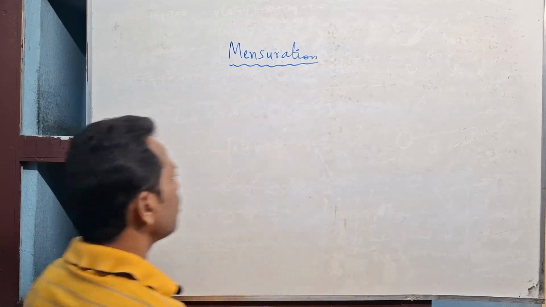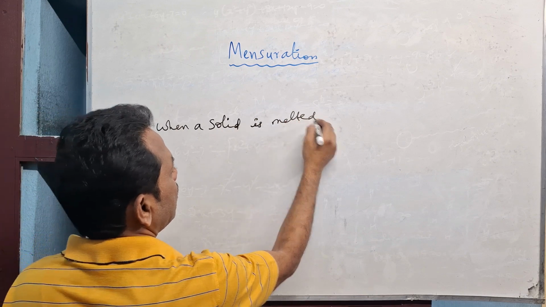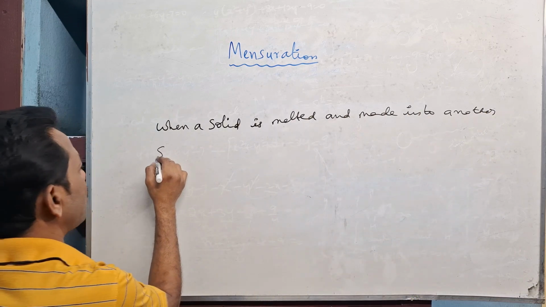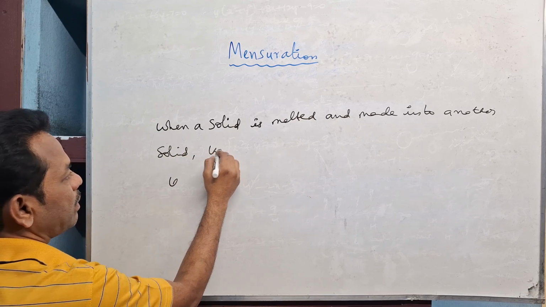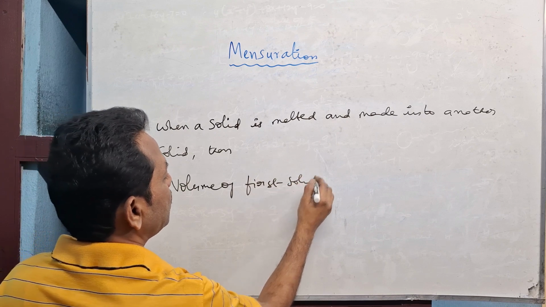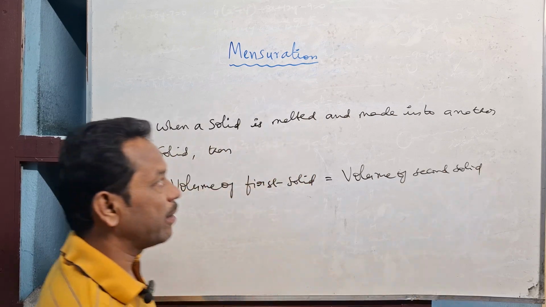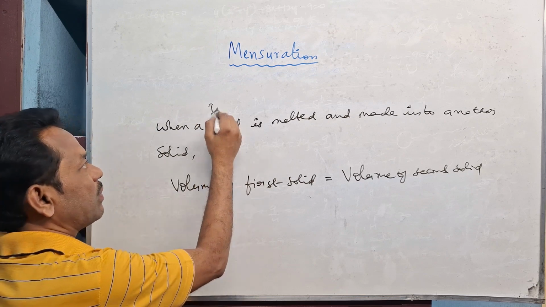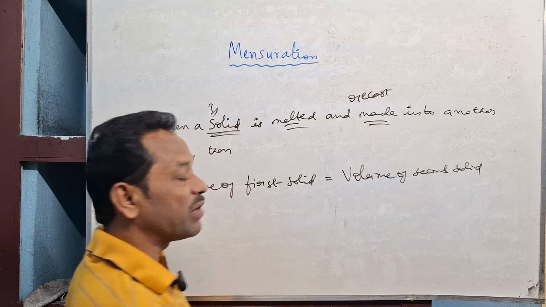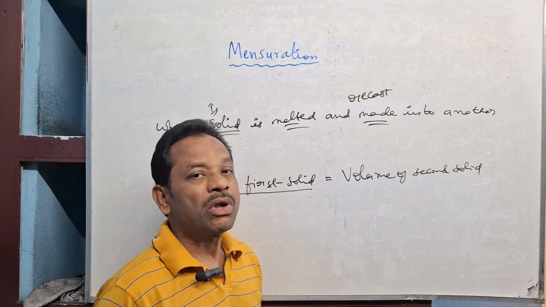Bacho, make a note of this. When a solid is melted and made into another solid, then we can say the volume of the first solid is always equal to the volume of the second solid. Whenever a solid is melted and recast into another solid, the volume of the first solid is always equal to the volume of the second solid.